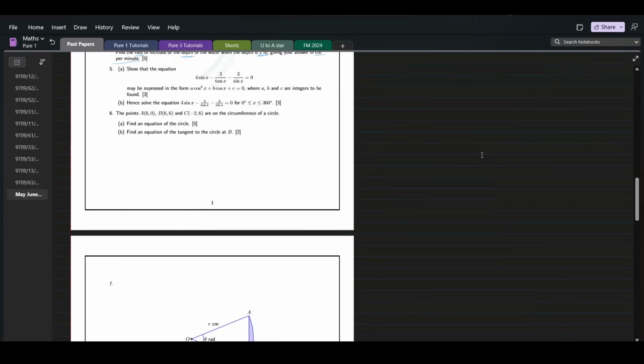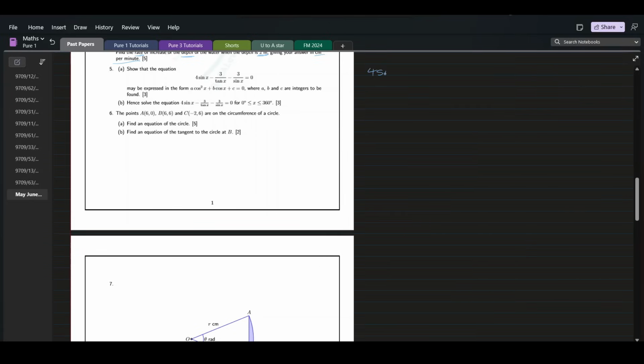Let's move on to question number 5. Show that the equation 4 sin x minus 3 over tan x minus 3 over sin x is equal to 0 may be expressed in the form a cos squared x plus b cos x plus c is equal to 0, where a, b, and c are integers to be found.